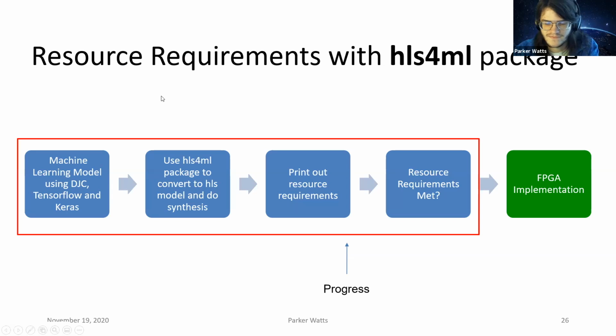And the final step was to look at the resource requirements with the HLS-4ML package, which is like you make the machine learning model, and then you use this package to do synthesis, which is like converting the code to what it would look like on an FPGA. And then you can print out the resource requirements to see how it performs on the FPGA, and we can see if these resource requirements are met or not. And later down the road, hopefully it could be implemented.